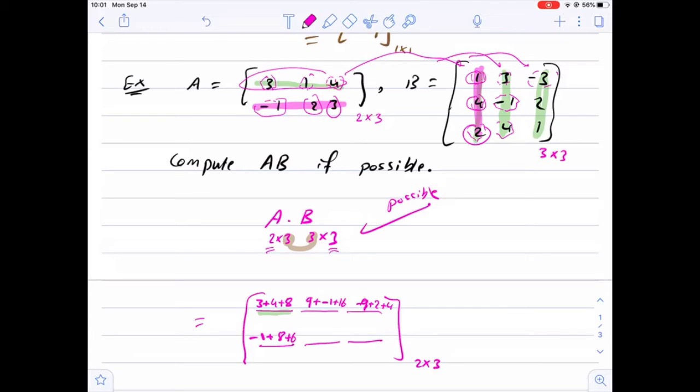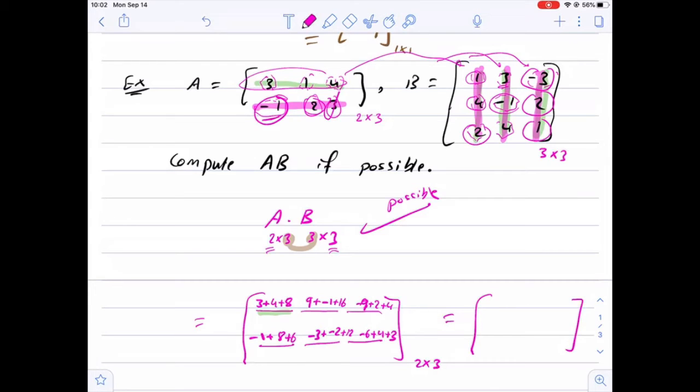And then we multiply it by the second column. So -1 times 3, -3, plus 2 times -1, -2, plus 3 times 4, 12. And then we multiply the second row of A by the third column of B. So we multiply -1 by -3, and that's -6, plus 2 by 2, that's 4, plus 3 by 1, which is 3. Now we add these numbers.